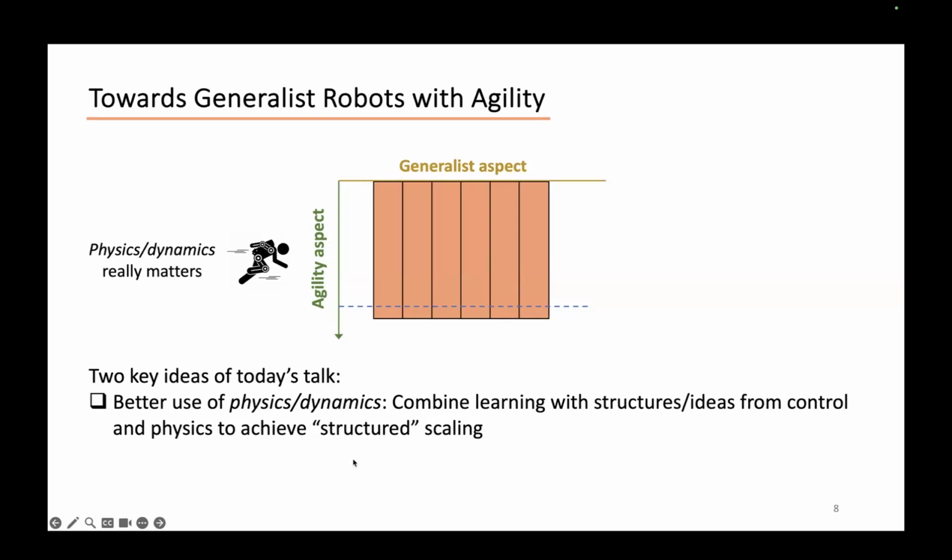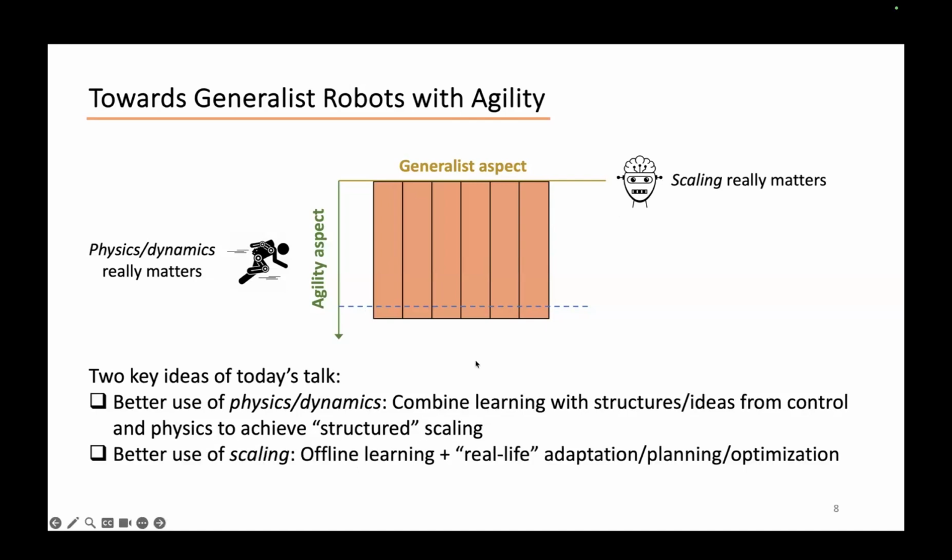Essentially, can we combine learning with some structures and ideas from control and physics to achieve something I refer to as structured scaling? On the generalist aspect, I think everyone agrees scaling really matters, right? You need to train the robot on many, many different data and many, many different scenarios and tasks. But the problem is not just how to scale, it's also what to scale, right? So the second idea I want to pursue today is better use of scaling.